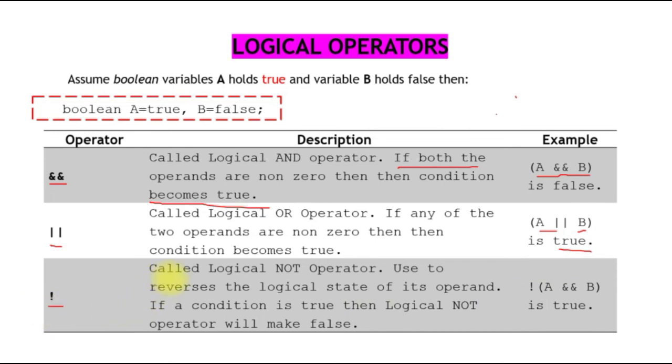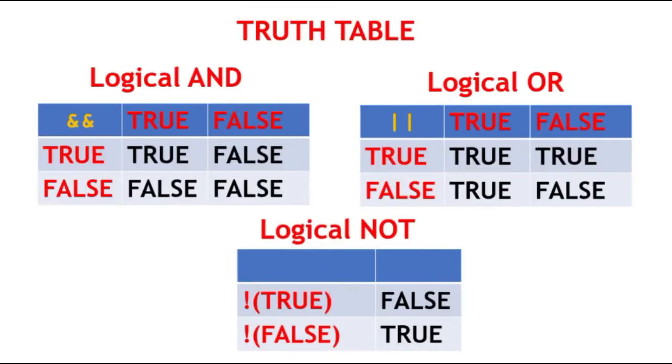Logical NOT is used to reverse the logical state of its operand. So, dito, babaliktarin mo lang kung ano yung resulta nung nasa expression. Example, not false, the answer is true. Not true, so the answer is false. So, i-discuss natin yung truth table para lalo nating maintindihan. So, dito, meron tayong 3 truth table.